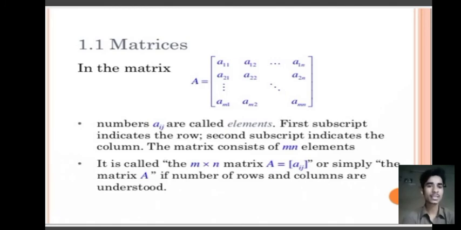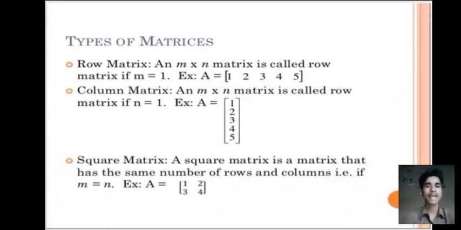It is called the m multiplication n matrix, or simply the matrix A if the number of rows and columns are understood. Types of matrix. Row matrix. An 1 multiplication n matrix is called a row matrix. Column matrix. An m multiplication 1 matrix is called a column matrix. Square matrix. A square matrix is a matrix that has the same number of rows and columns.